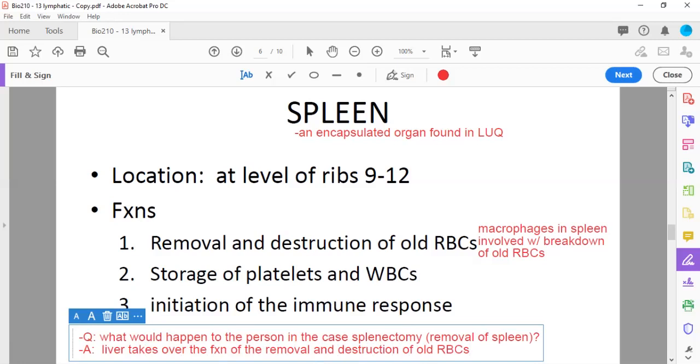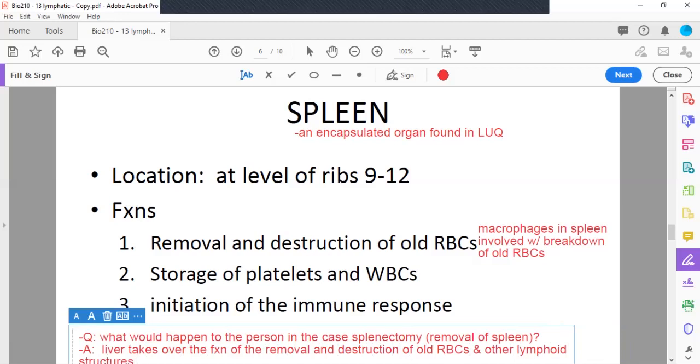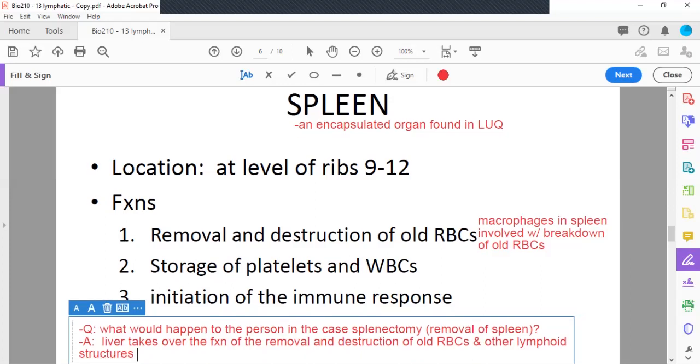Okay. Next thing is this, we can say also, other lymphatic or lymphoid structures participate or pitch in the immune response.